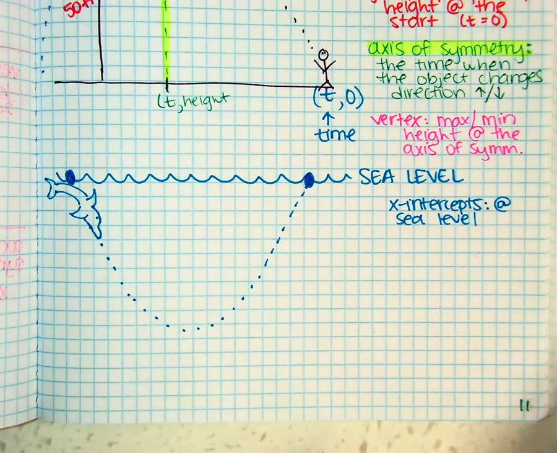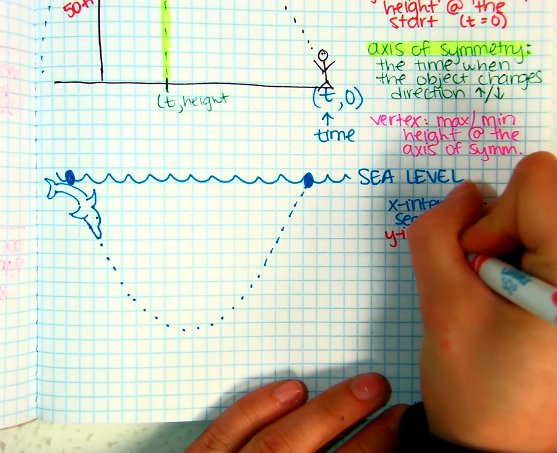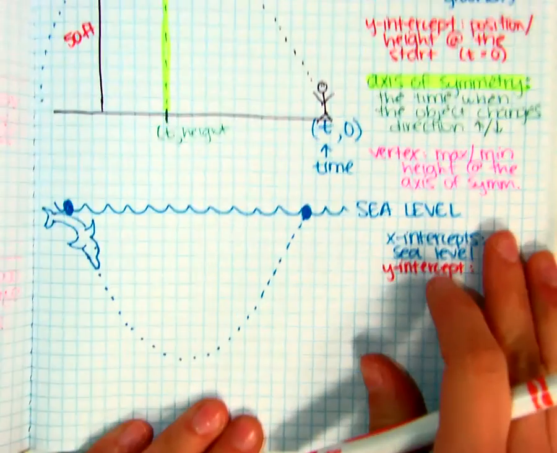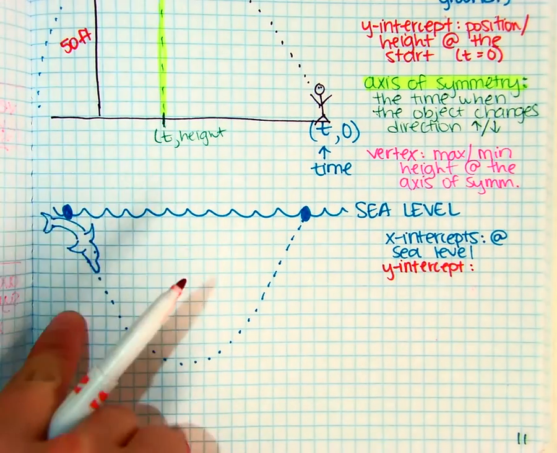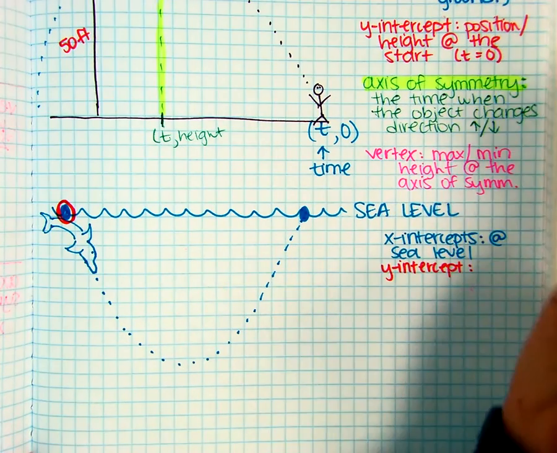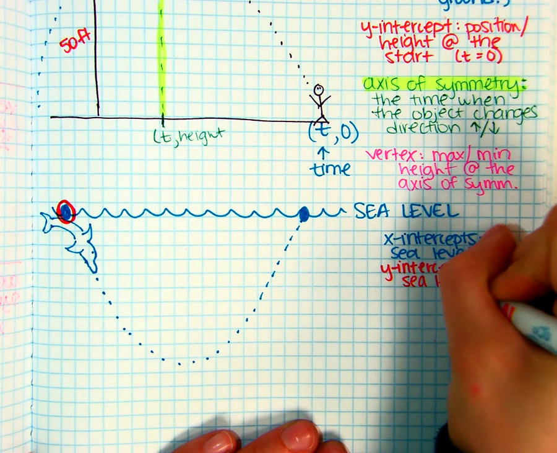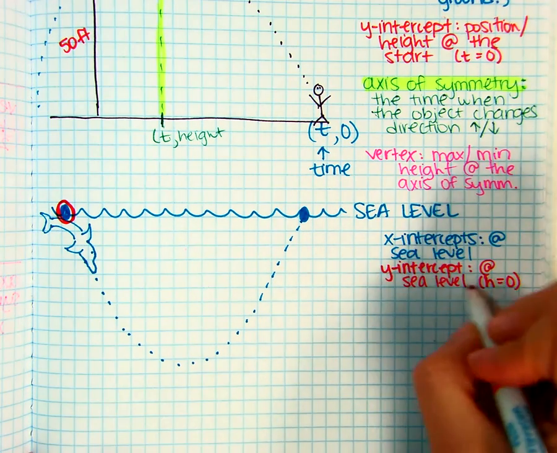Our y-intercept, okay, it's the position at the start. So it's the height at the start. So the dolphin is actually at sea level here, so this happens to be the same thing. Okay, so at sea level means that the height, h, is 0. Maybe h would be our f of x.